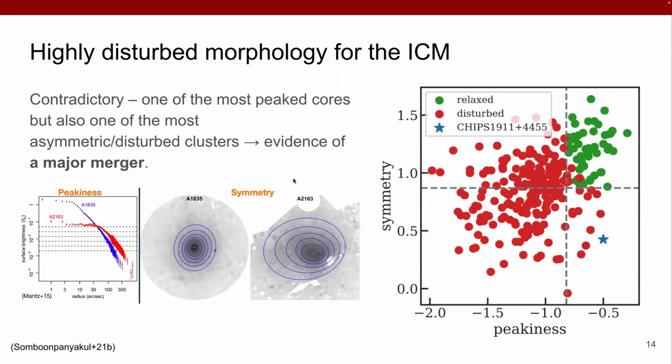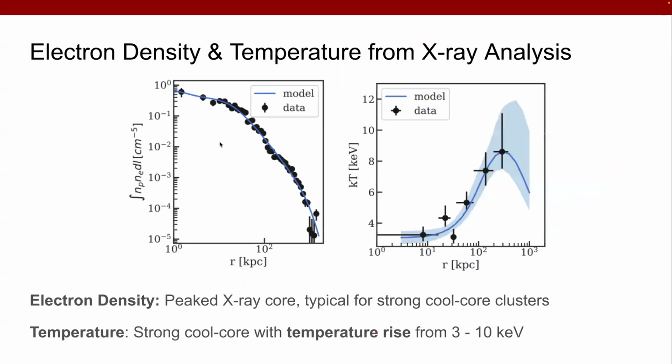Okay, what else can we do with X-ray? We can get the density and temperature of each annulus centered on the center of the galaxy cluster. We see that the density is pretty peaky, just like a typical strong cool core cluster. But you can see also that the temperature is going all the way down to the center. So here is the radius and here the temperature.